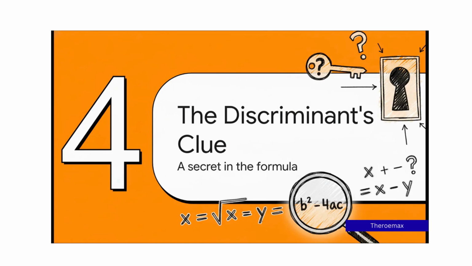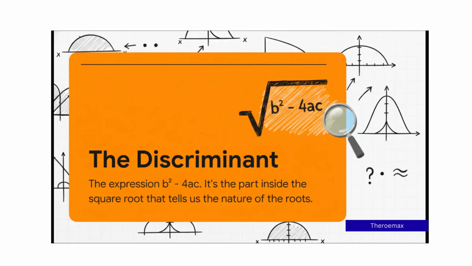But wait, there's more, and this is one of my favorite parts. There's actually a secret little clue hidden right inside the formula. It's like a crystal ball that gives you a sneak peek of what your answers are going to look like before you even do all the work. It's called the discriminant. It's just that little chunk of the formula that's living under the square root sign, b squared minus 4ac.